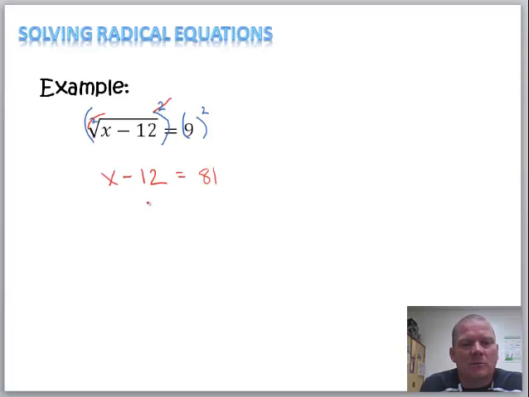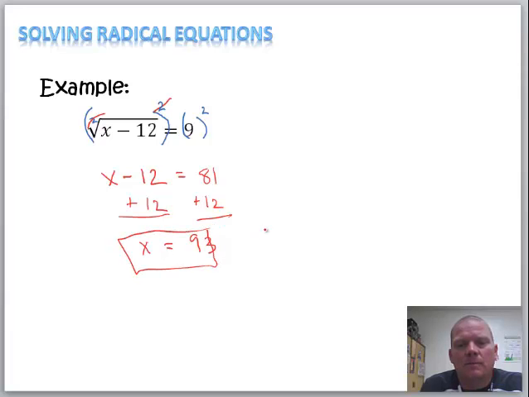The third step is simplify and solve. So I'm going to add 12 to both sides so that I can get that x by itself. That's the inverse operation of subtraction, which is adding. And I get x equals 93. And there's my answer. If you didn't understand that, rewind and look back at this again. Any questions? Hopefully you're good there. Let's move on to example 2.